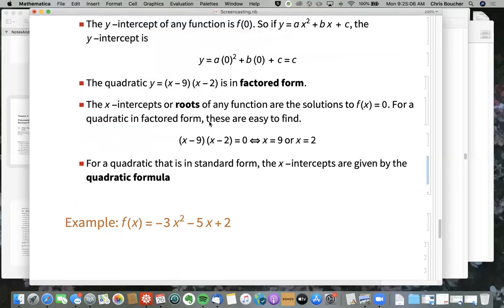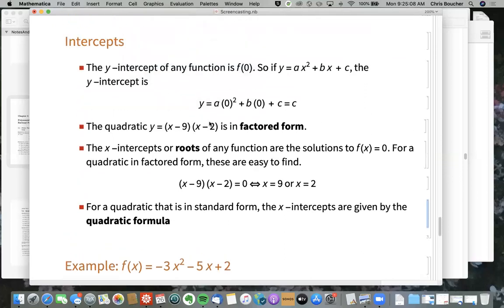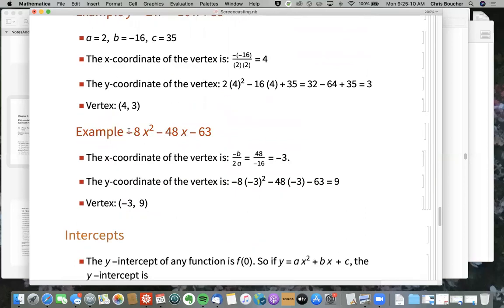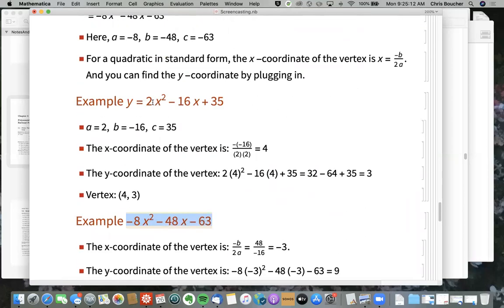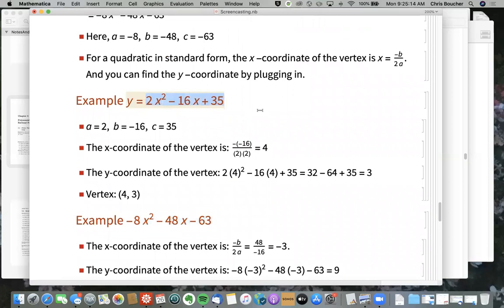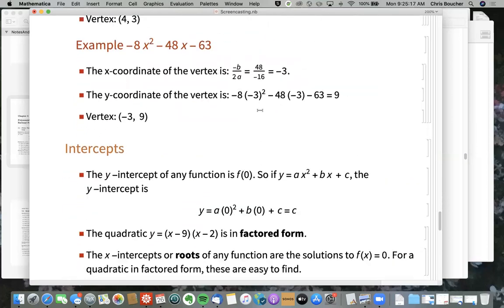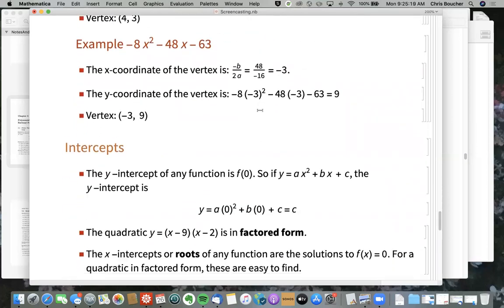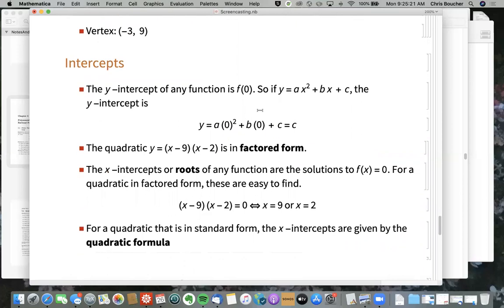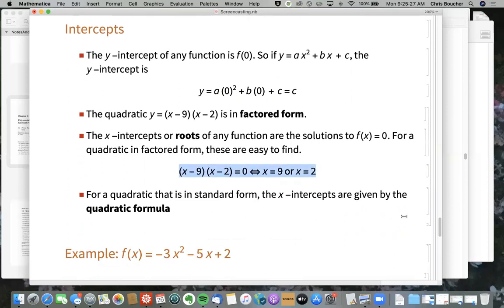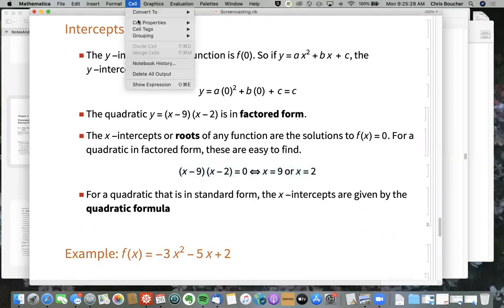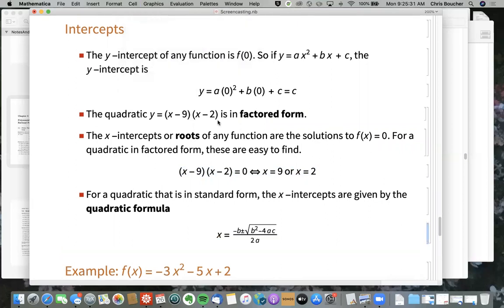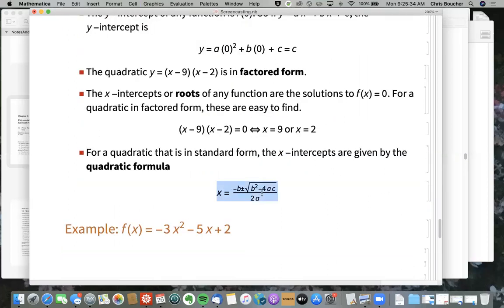If a quadratic is in standard form, how do you find the x-intercepts, right? So what if you have something like this or something like this? How do you find the intercepts? Well, you can factor it, and many of you have in algebra worked on factoring quadratics, and so you know how to come up with this kind of form, and that's fine. That works perfectly well. But something that always works is the quadratic formula, which is given by this.